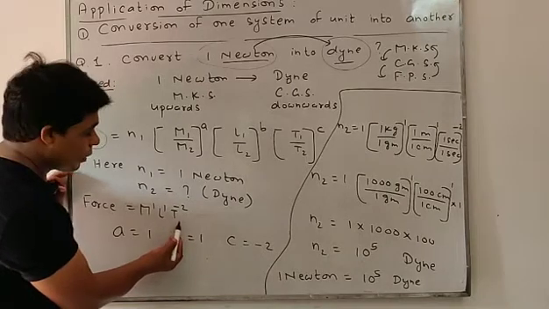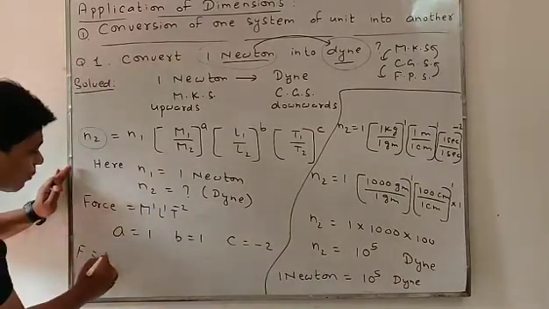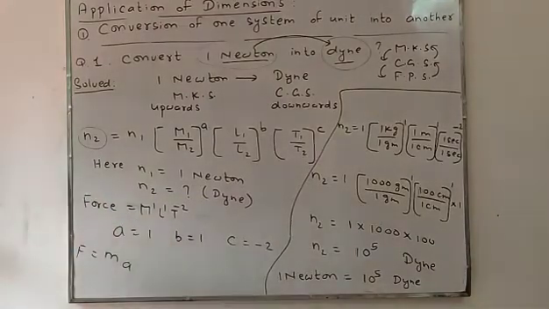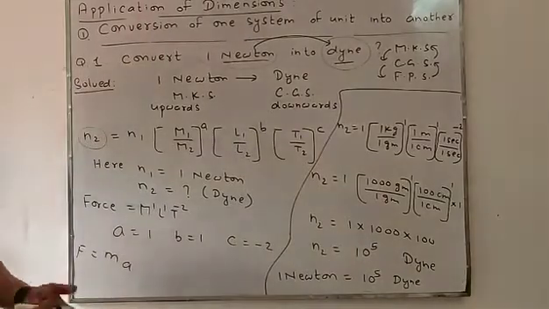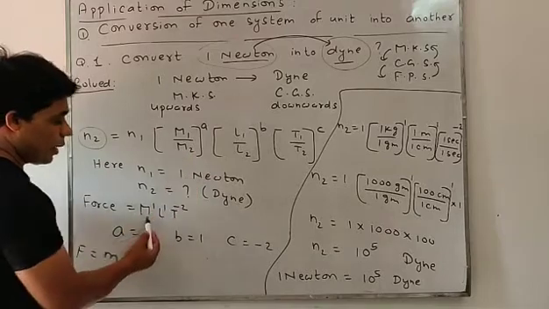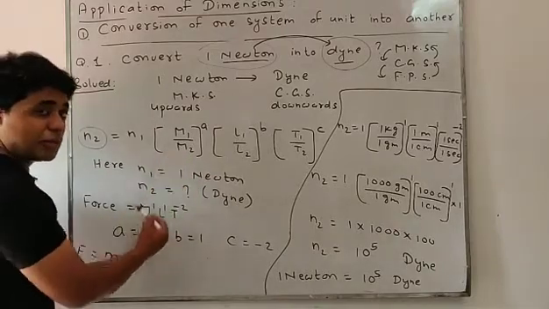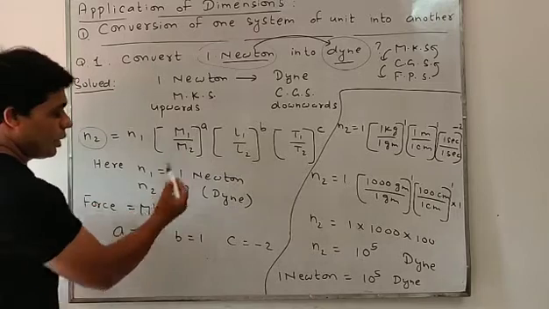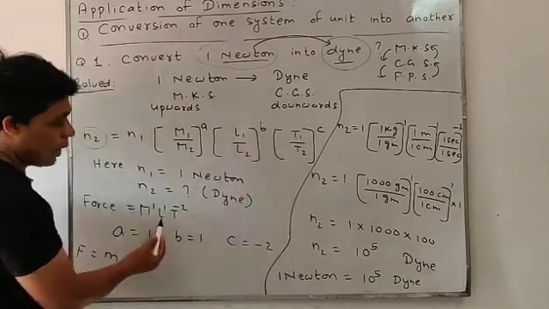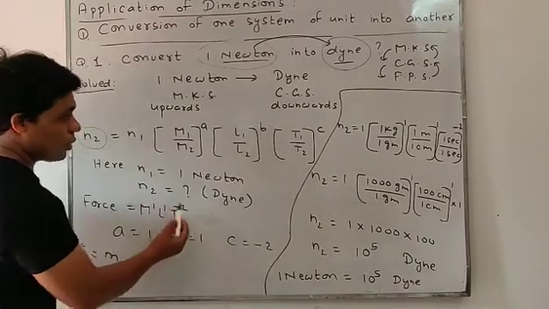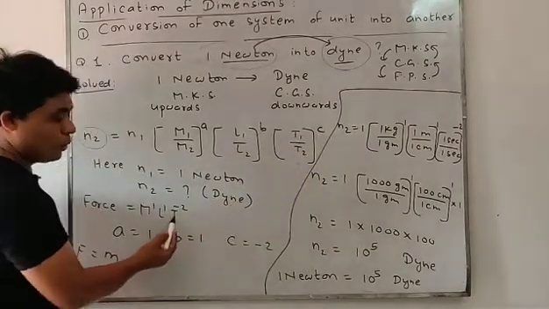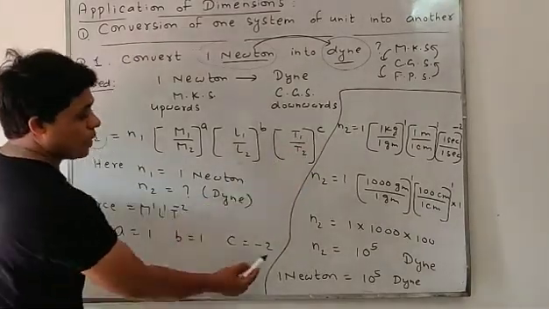We did this in the first lecture, and if you don't know, you can find it by this formula: force is mass into acceleration. Okay students? If you didn't know, now you know. So this is taken as the power. Look at M1 by M2 power A, and M power 1. Comparing both equations, A is 1. L1 by L2 power B and L power 1, so B equals 1. When the base is the same, the power will also be equal. T1 by T2 power C and T power minus 2, so C equals minus 2.